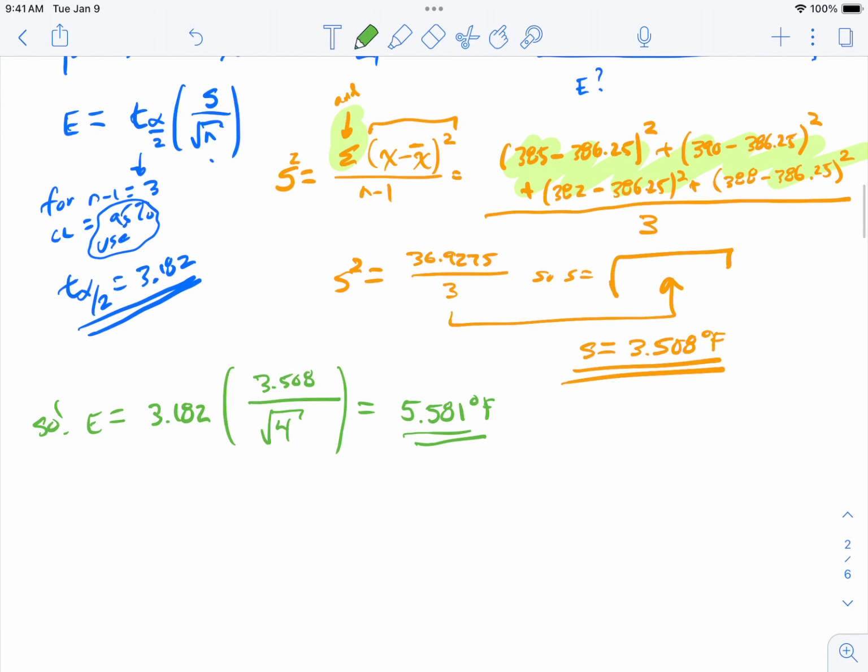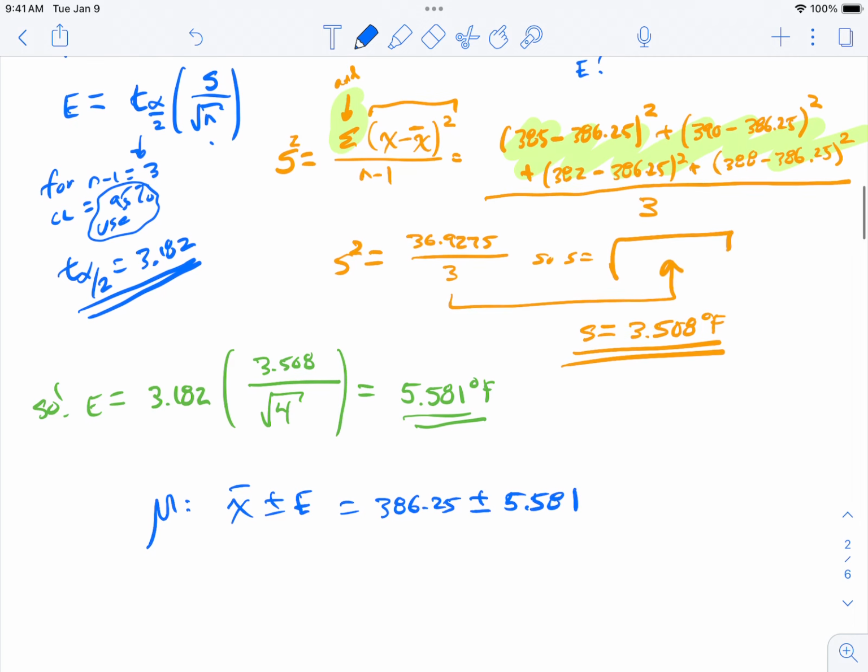So to be all official about it, let's assemble our answer. So the mean temperature is what we measured for our sample within a certain margin of error. We're going to have a 386.25. That's what we measured for our mean for the sample of 4. And we're going to add or subtract to that our margin of error of 5.581. And when you do that, and maybe round off to 1 decimal place, I'm getting on the low end just about 380.7.